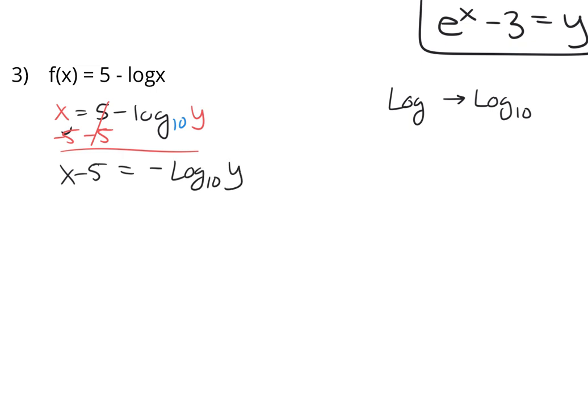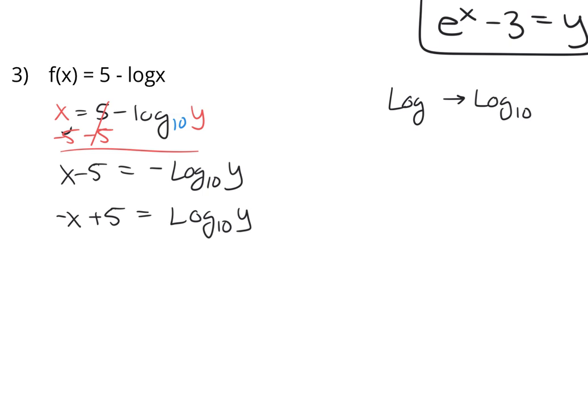And like I said, to get rid of this negative in front, if you just multiply by a -1 or divide by -1, all it does is every sign has to get changed on the left and on the right. So instead of a positive x, we'll have a negative x. Instead of -5, we'll have +5. Instead of negative log base 10 of y, we'll have a positive.